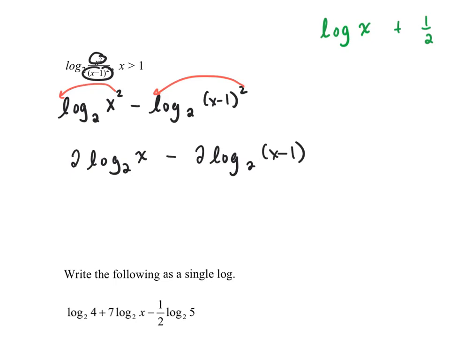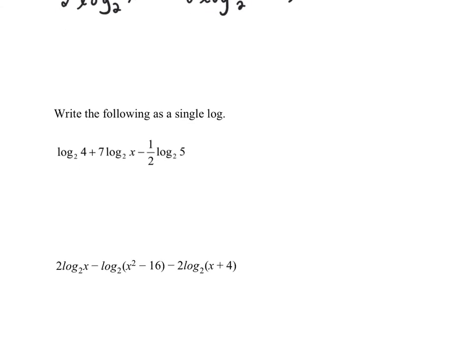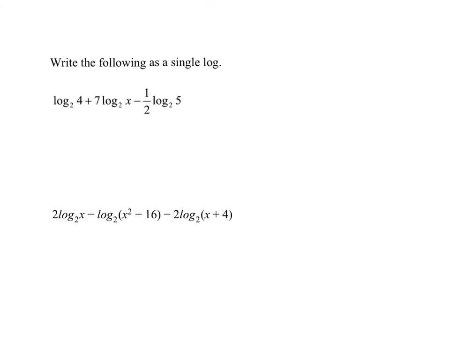So those are some examples on how to break apart logs, where you're having one log and you're breaking it into smaller parts. The other kind of problem we will see is when we have several logs and we try to put them together. So essentially just the reverse of what we just did. So if we look at these two examples, we want to write these as a single log. So the first one says log base 2 of 4 plus 7 log base 2 of x minus half log base 2 of 5. Now the good news is the bases are all the same.